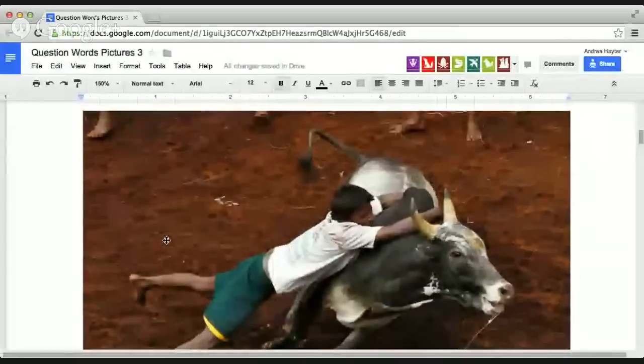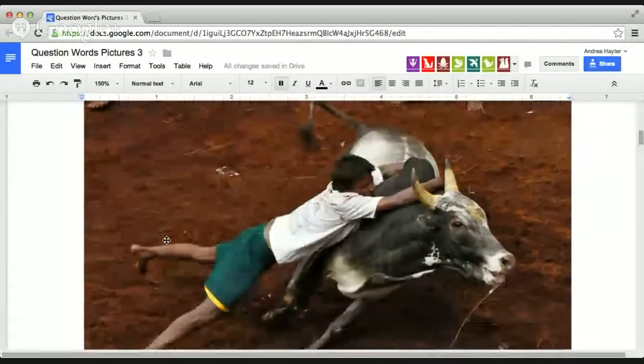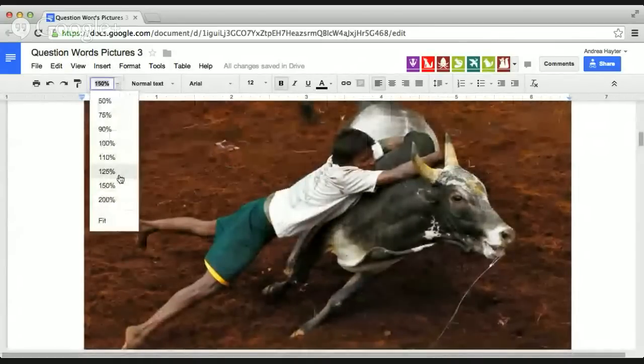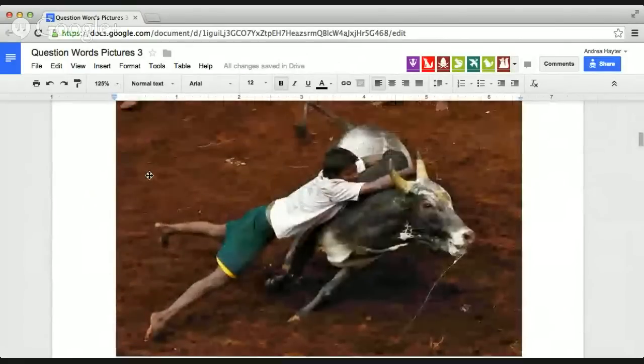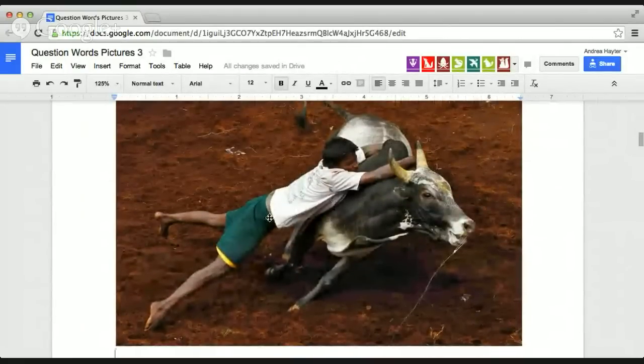About questions. Well, I think it's the first time for me. Okay, let's have you start. Let's go with this picture here. Let me make this a little smaller so we can see the whole picture. So ask a question about this picture.